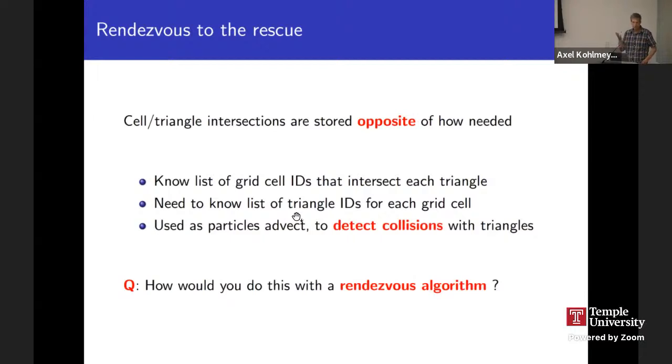There's a question for you. This time I'm really going to ask the question. How would you invert this data set, knowing grid cells for each triangle? Triangles have IDs as well. What you want is, for each grid cell, to know the triangles that intersect. So how would you invert this data set with a rendezvous algorithm? Ideas?